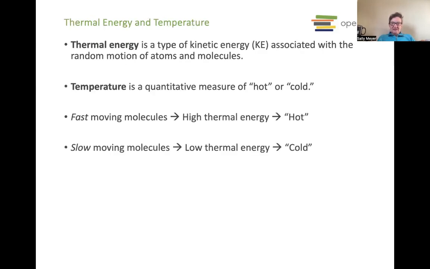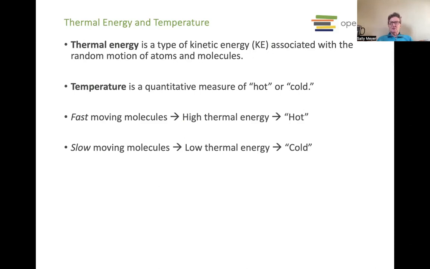So thermal energy is a type of kinetic energy associated with the random motion of atoms and molecules. So if you think about a sample of water, if you heat it up on your stove, it's going to have more kinetic energy in the molecules. They're going to be moving around faster relative to each other. And so that's how you store thermal energy.